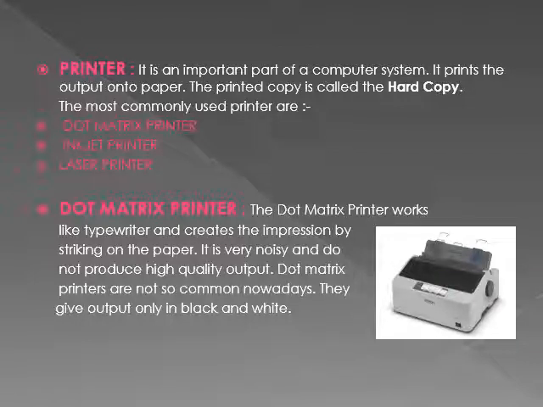Dot matrix printer. The dot matrix printer works like a typewriter and creates the impression by striking on the paper. It is very noisy and does not produce high quality output. Dot matrix printers are not so common nowadays. They give output only in black and white.